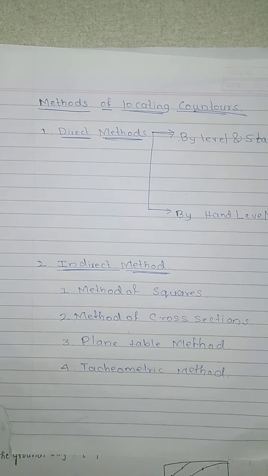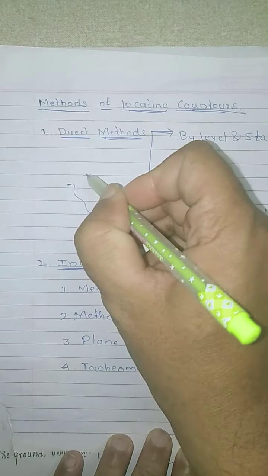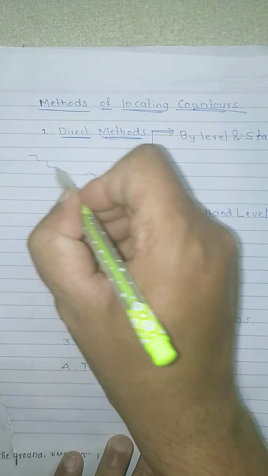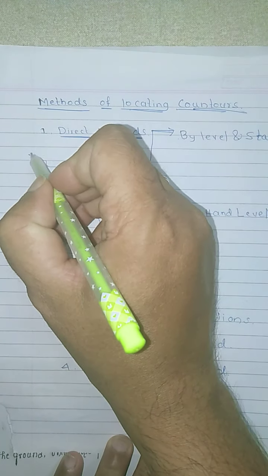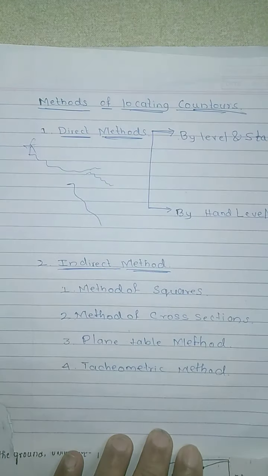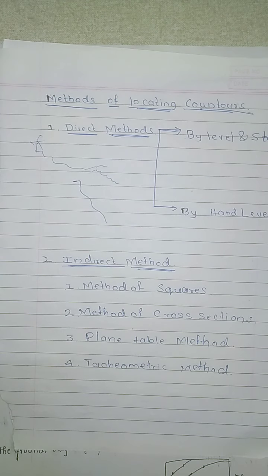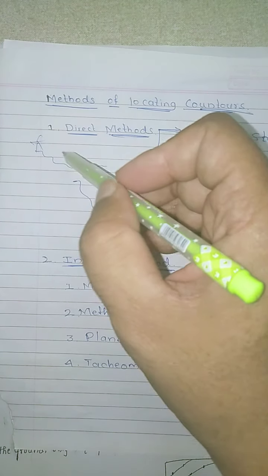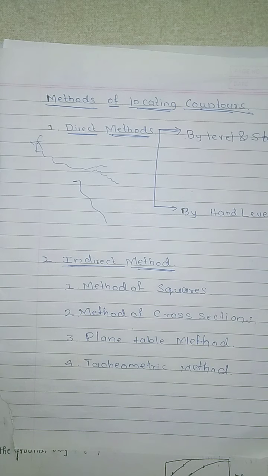Now in order to have the RL levels, I have already told you that we are going to use the dumpy level or theodolite. By using those, we determine the method of locating the contour using the level and the staff. You will clearly understand it when I exactly tell you about leveling. Okay, but still we will discuss it.